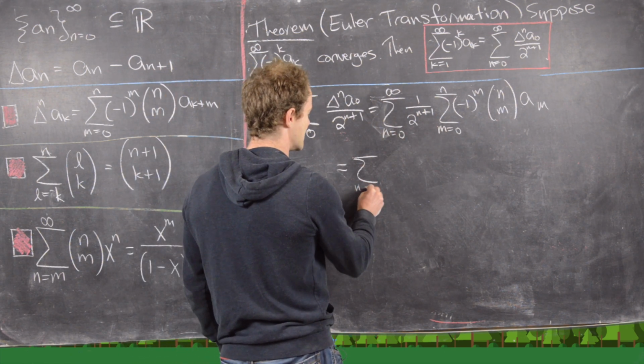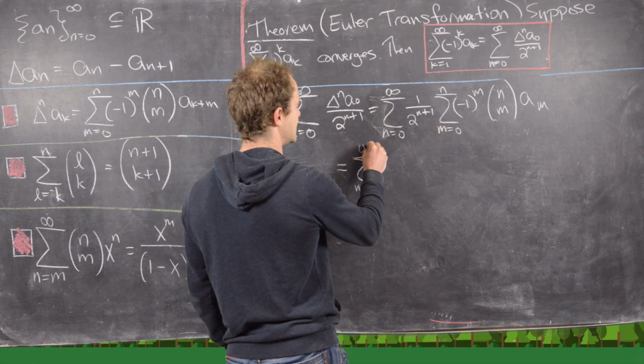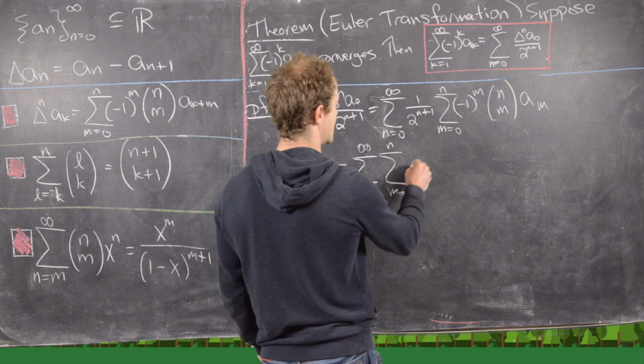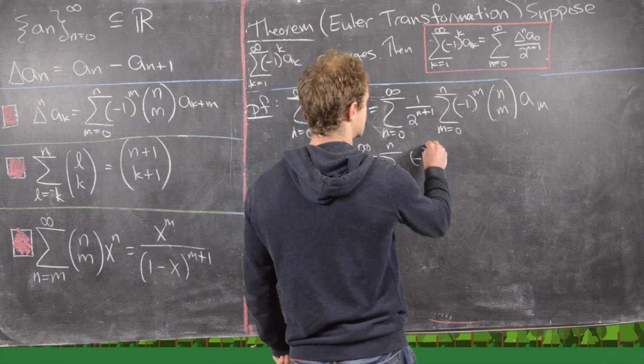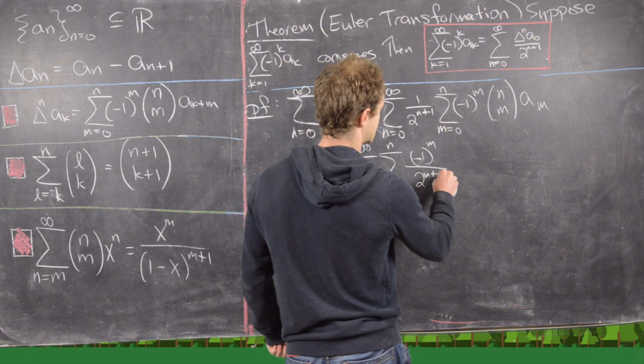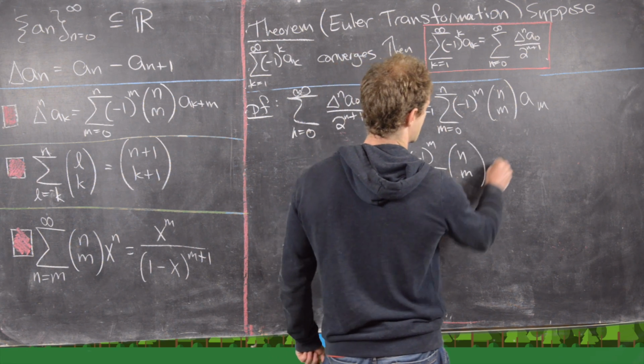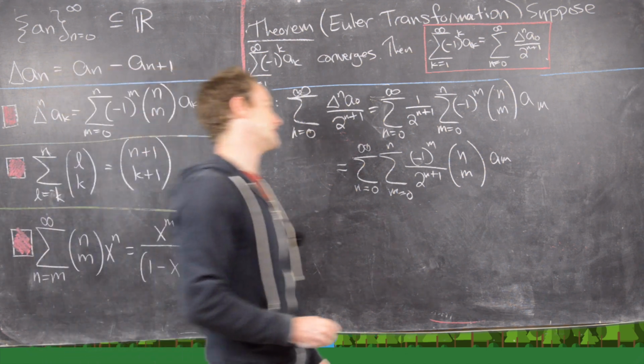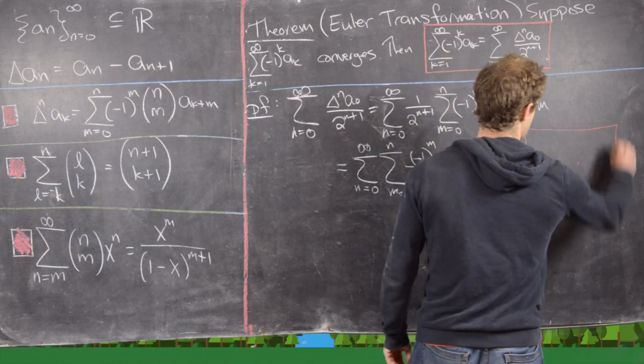So I've got this sum, n equals 0 to infinity, and then this sum, m equals 0 to n, of (-1)^m over 2^(n+1). Then I have n choose m, a sub m. Now the next thing that I'm going to do is change the order of my summation.